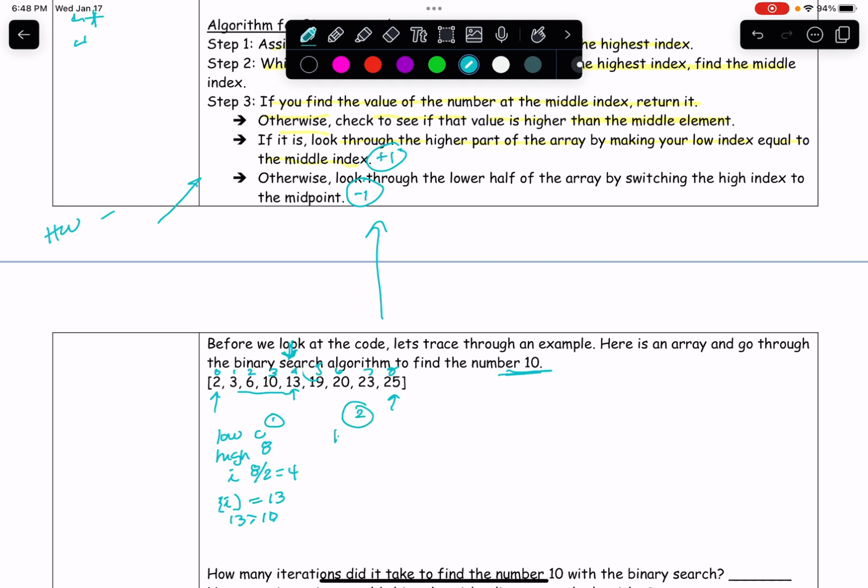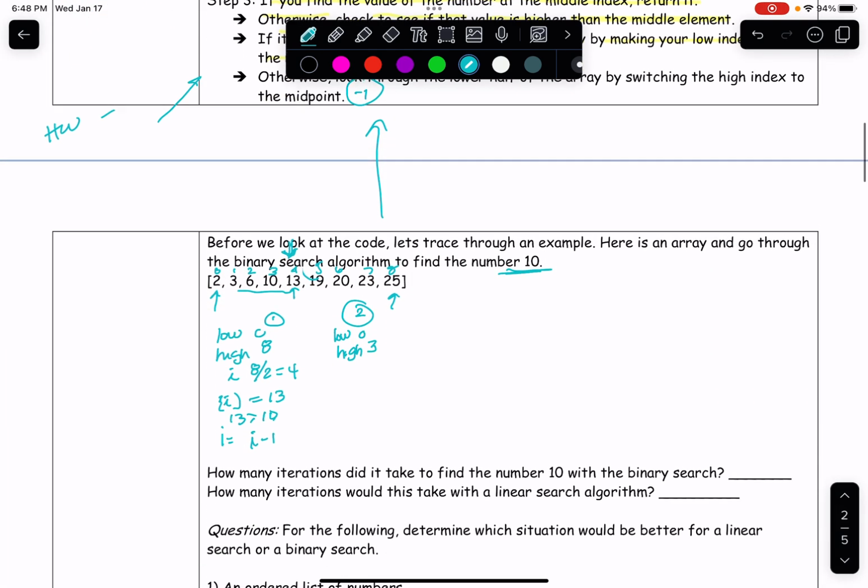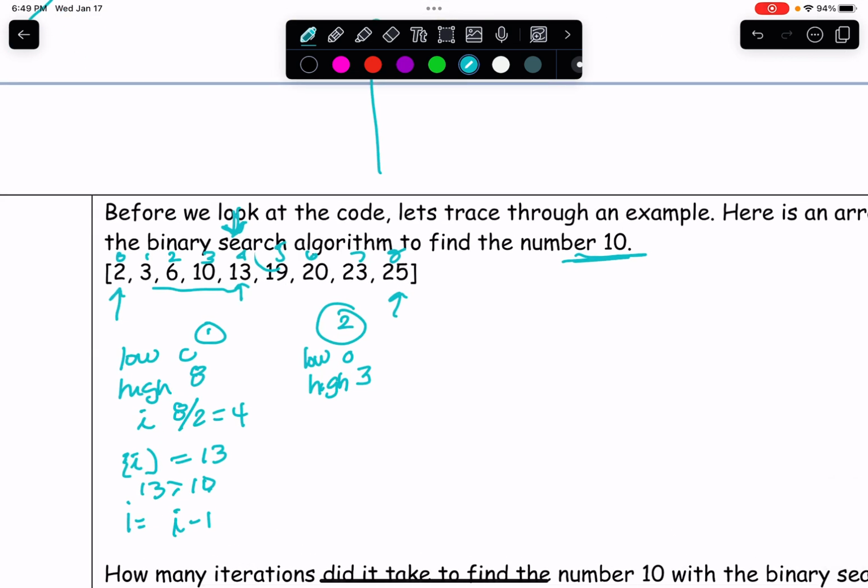Second iteration: low is still 0 and high now is 3, because 4 was I and then it did I -1. So we have a low of 0 and a high of 3. We add those together, and I is 3 divided by 2, which is 1. So I of 1, I'm just putting the I in the brackets, is 3, and we're looking for 10, so 3 is less than 10.